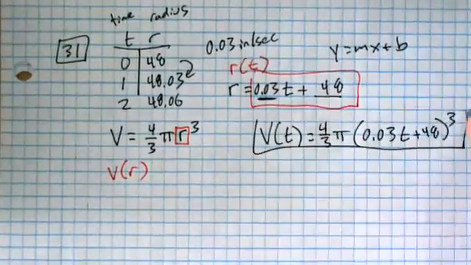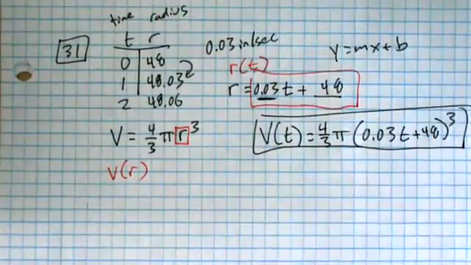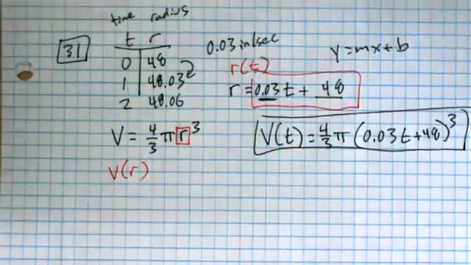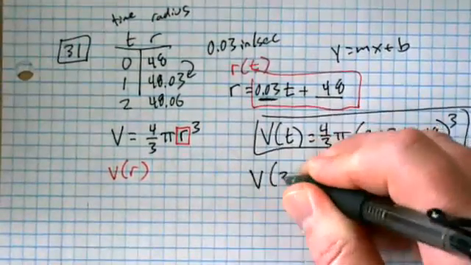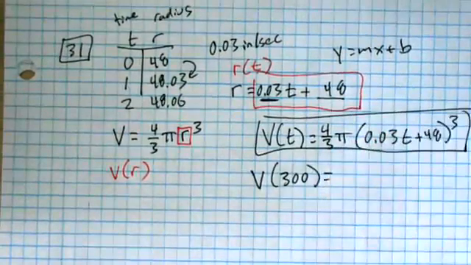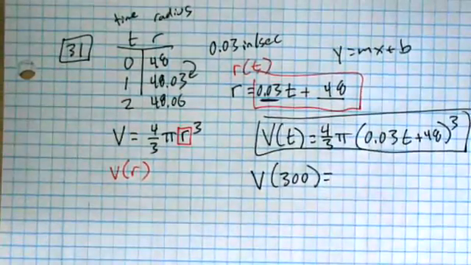So there's that. And then I'll leave the last part to you. They want you to find the volume when t is 300 seconds. How are you going to do that? You put 300 in for t in that equation.